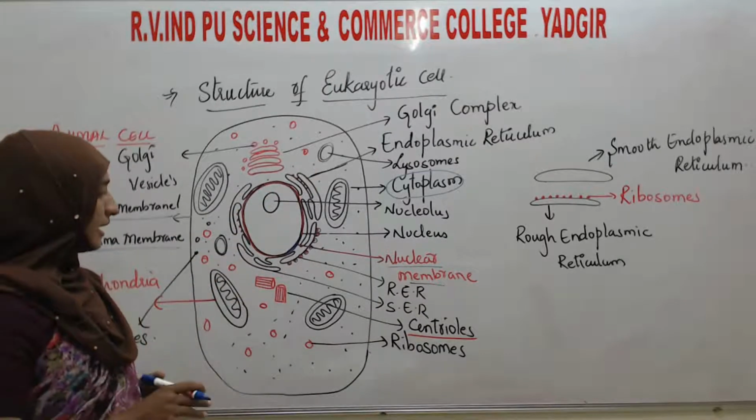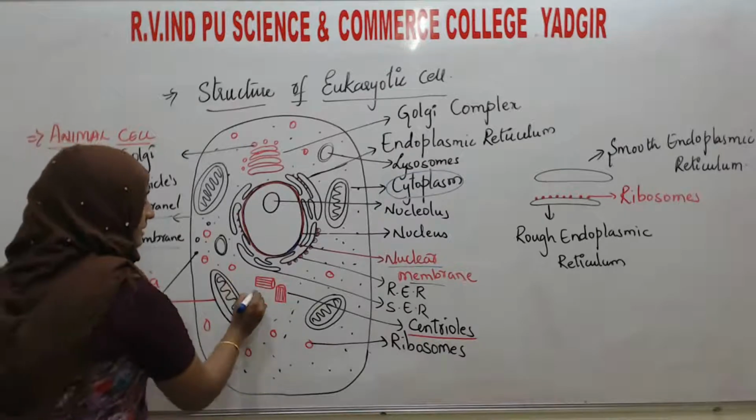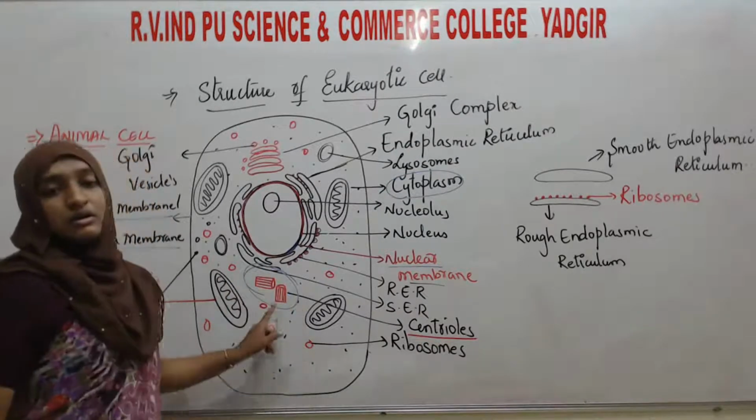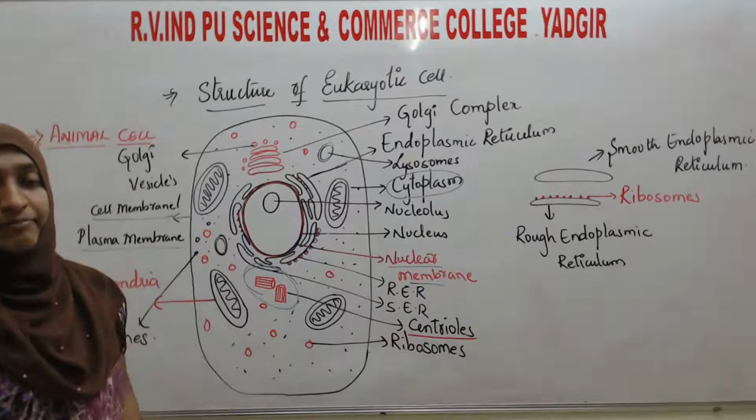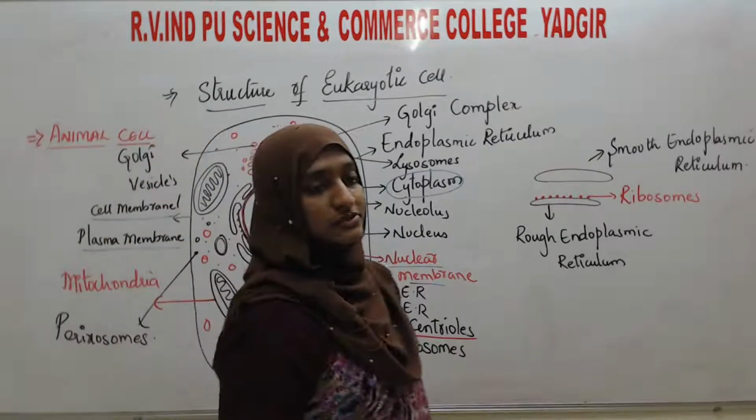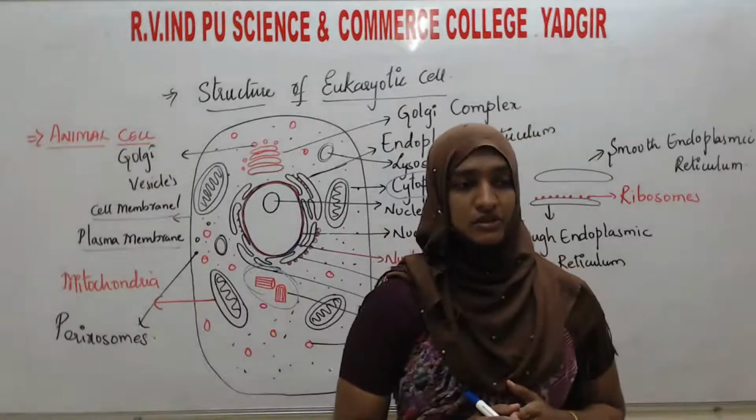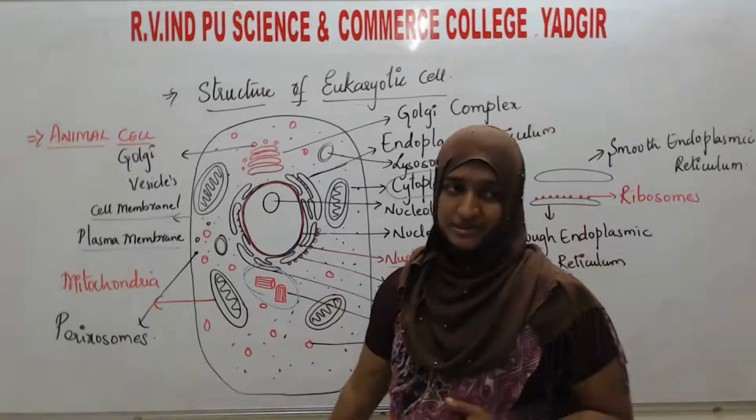So all they are, and one more very important thing, that is the presence of a structure, that is the centrioles. Here the centrioles help in the cell division. So all these things about the animal cell.